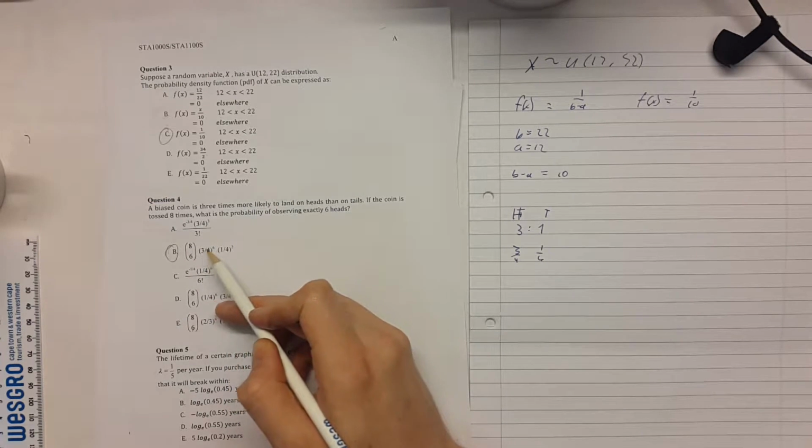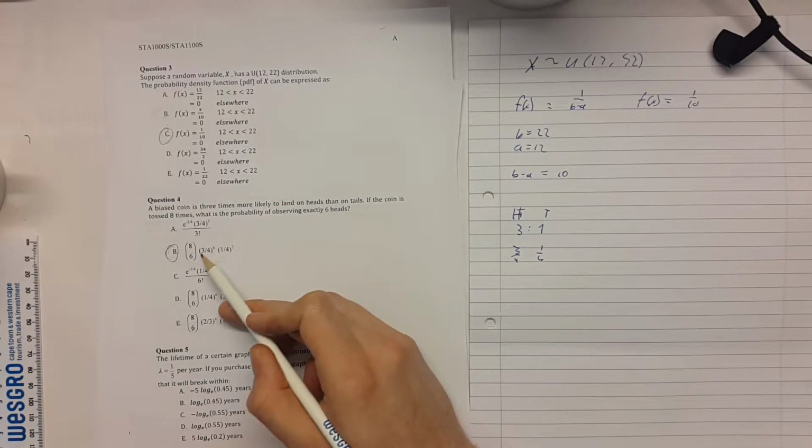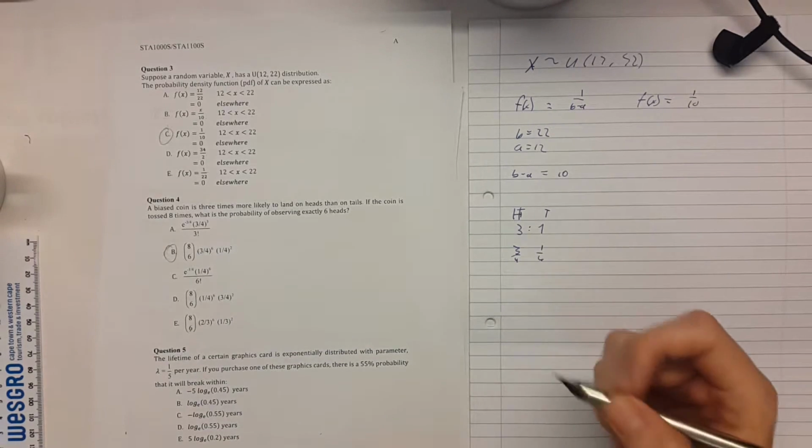The probability of getting a head to the power of 6, the probability of getting a tail to the power of 2, right? Because it's 6 heads. And there you have your answer. So we have B for question 4.